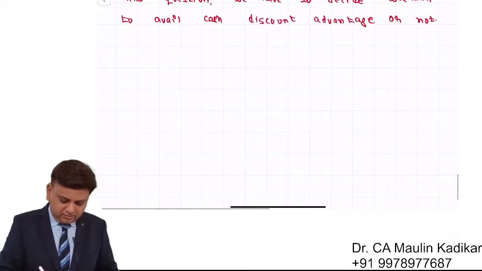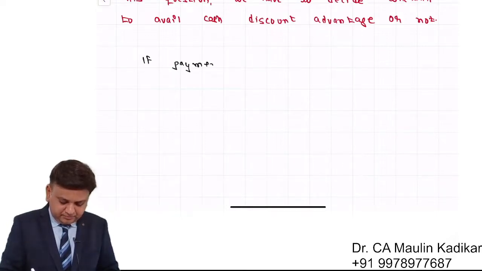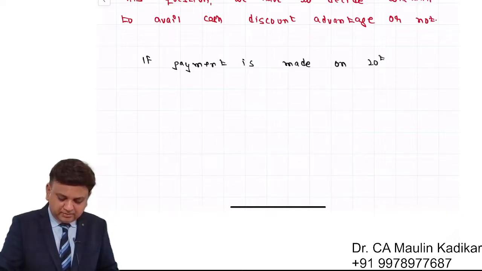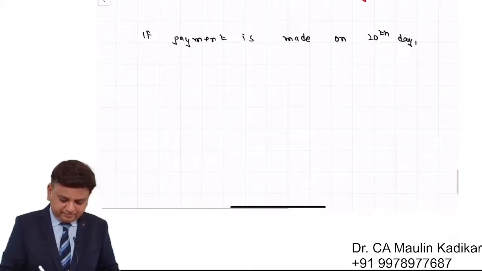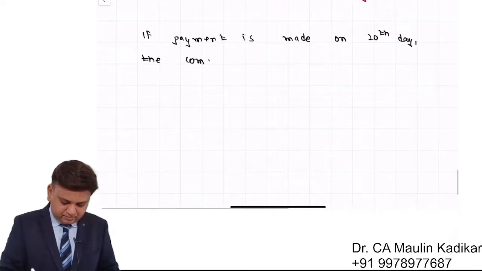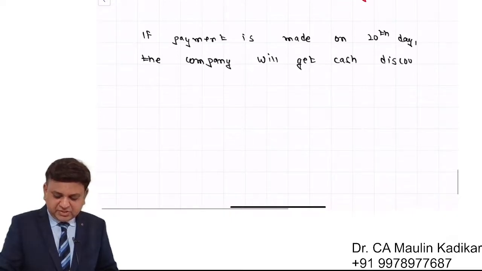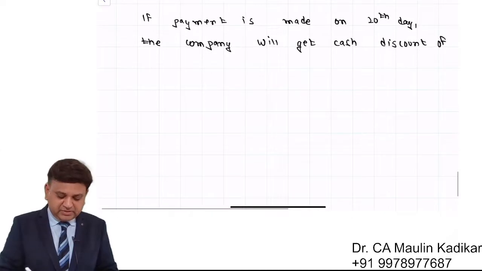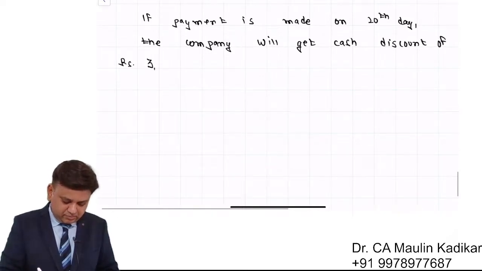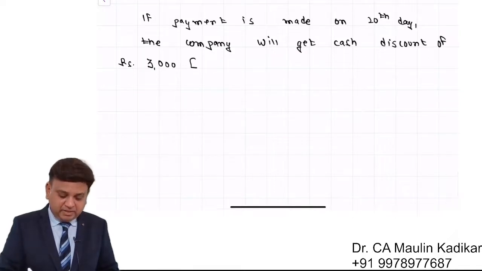With paragraph write down, if payment is made on 20th day, comma, the company will get cash discount of rupees 3000, in bracket write down 1 lakh into 3%. Full stop.